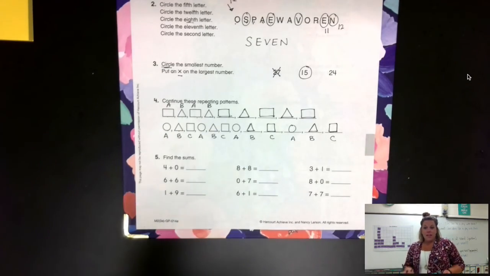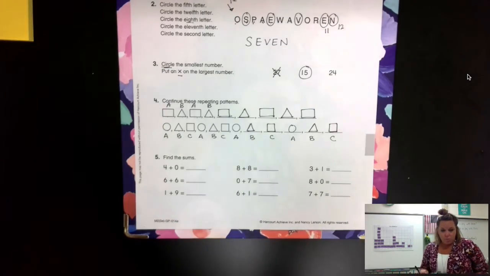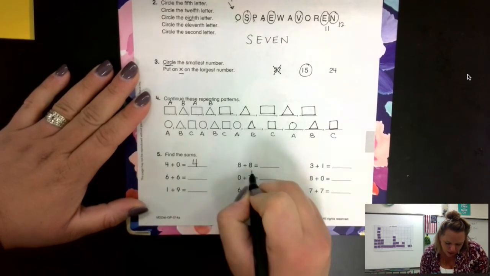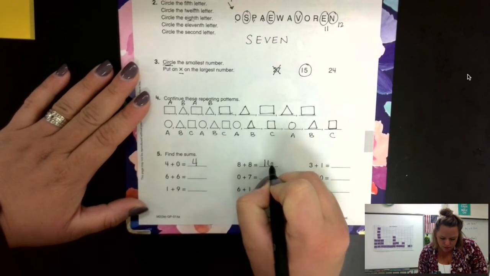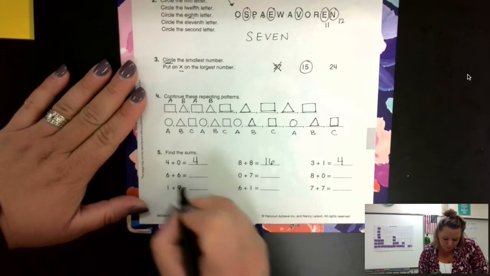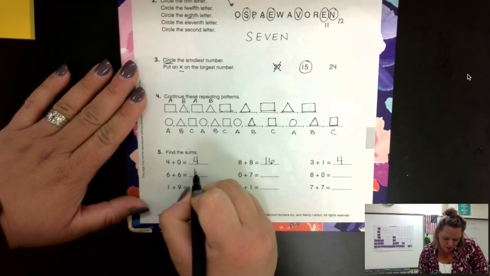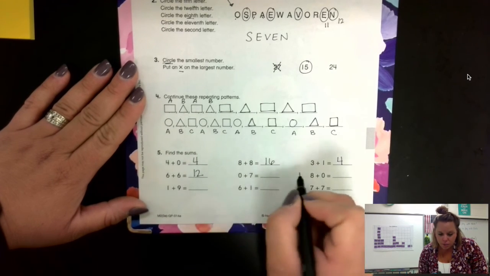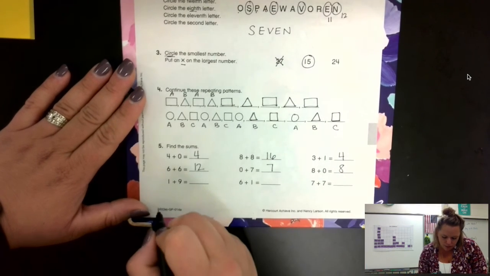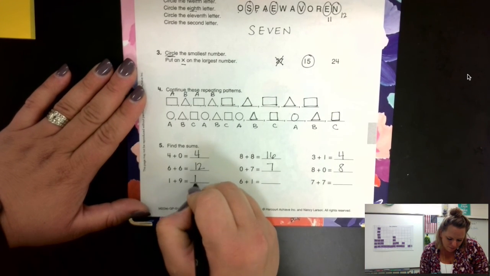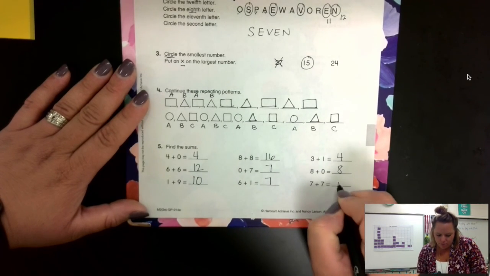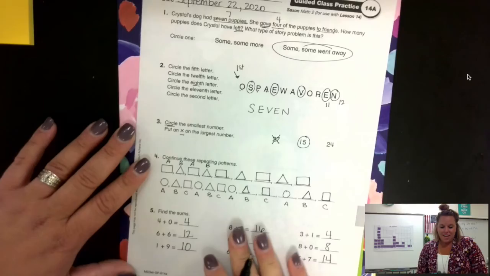Here you go. Let's find these sums. These should be really getting easy for you. So here we go. Let's do them real quick. 4 plus 0 equals 4. 8 plus 8 equals 16. 3 plus 1. What's 1 more than 3? 4. 6 plus 6, 12. Write those a review. 0 plus 7 is 7. 8 plus 0, 8. Last row, 1 plus 9, 10. 6 plus 1, 7. 7 plus 7 equals 14.